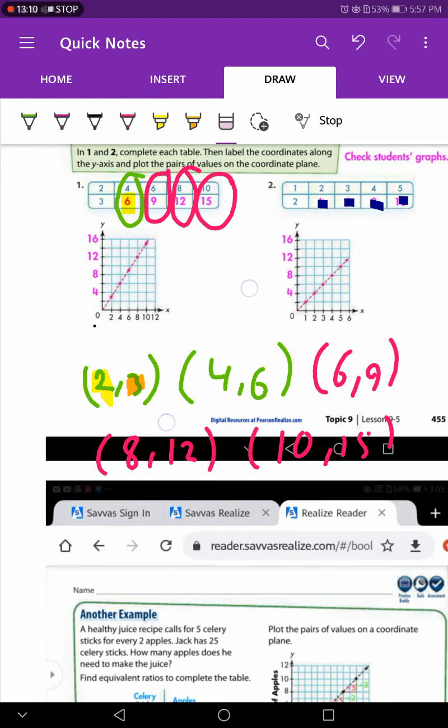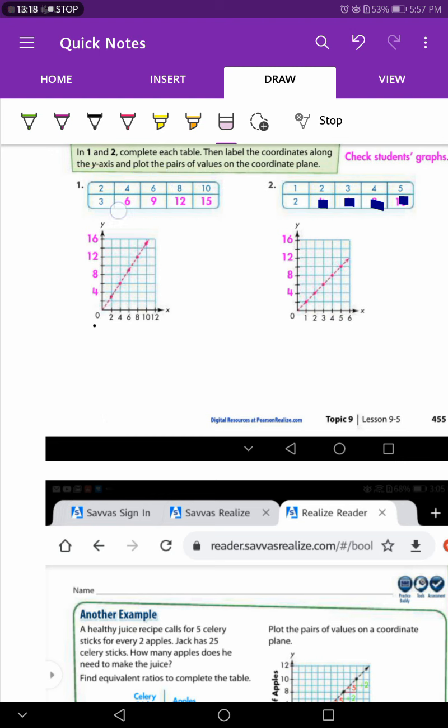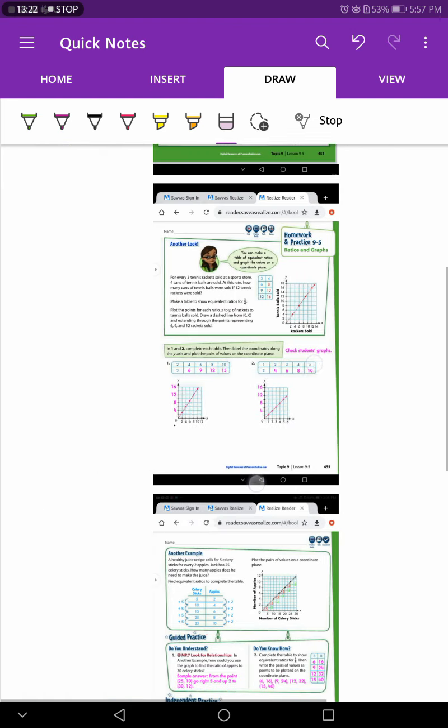That's all. It is an easy lesson and depends on what we took in the previous lesson, depends on the equivalent and how to find the equivalent fractions or ratios.